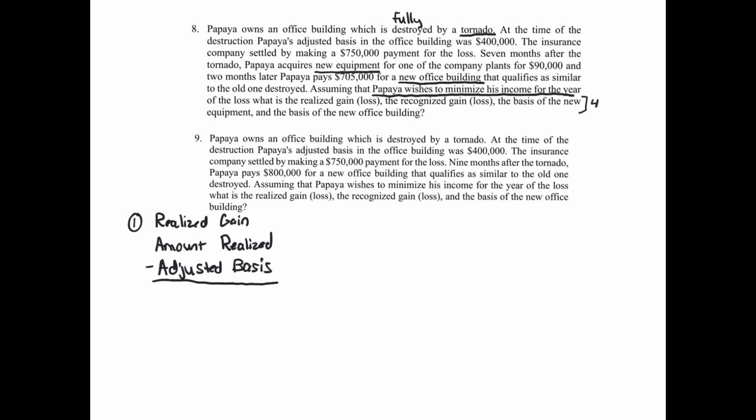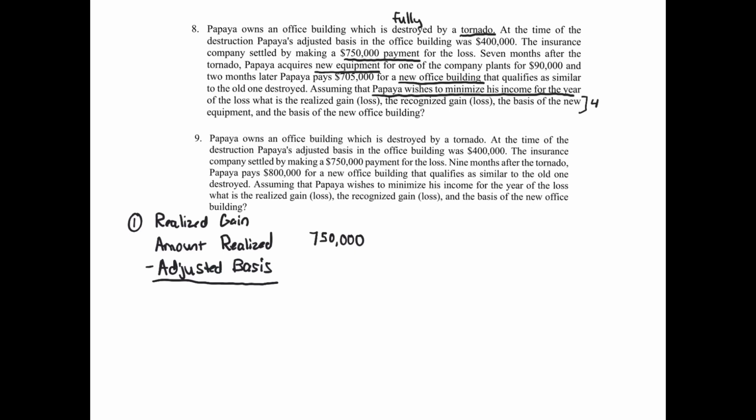Okay. So let's go ahead and start by calculating the realized gain or loss. Well, as we know, the realized gain or loss is the amount realized minus the adjusted basis. Amount realized is the actual cash received plus the constructive cash received plus the fair market value of non-cash property received minus selling expenses. Well, here, we've only got one of those, right? Papaya is getting $750,000 from the insurance company. So that's actual cash, $750,000.